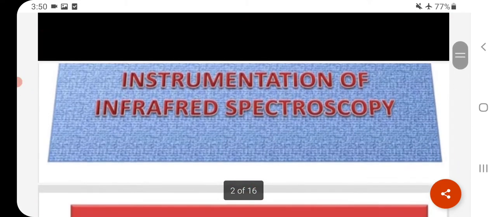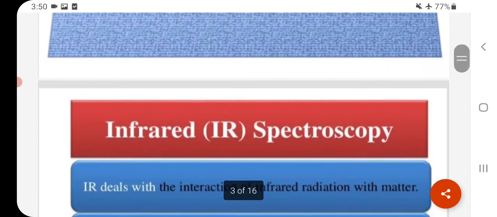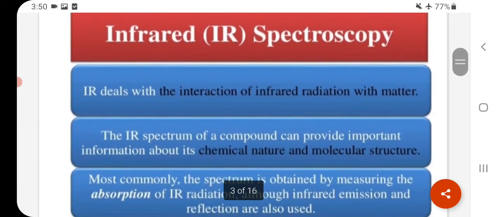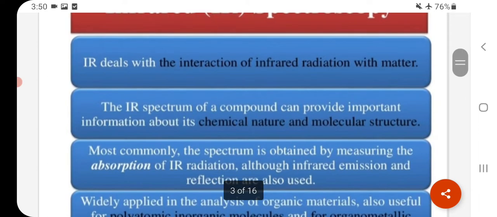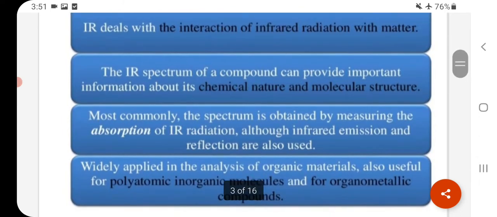Today's topic is instrumentation of infrared spectroscopy. Infrared spectroscopy, IR, deals with the interaction of infrared radiation with matter. The infrared spectrum of a compound can provide important information about its chemical nature and molecular structure. Most commonly, the spectrum is obtained by measuring the absorption of infrared radiation, although infrared emission and reflection are also used. It is widely applied in the analysis of organic materials, and also useful for polyatomic inorganic molecules and for organometallic compounds.